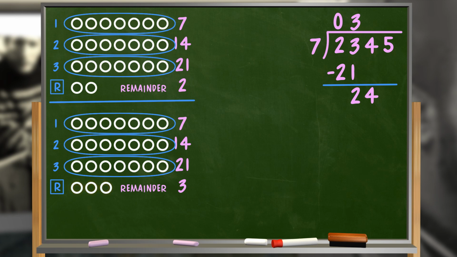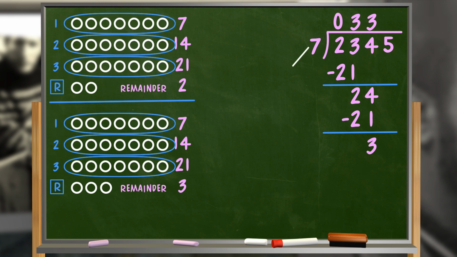Now let's go back to the original problem. Can 7 go into 24? Yes! The answer is yes. 3 times because we have 3 groups. In my quotient, 3 times 7 is 21. 21 from 24 is 3. My remainder is 3. And I do it all over again.